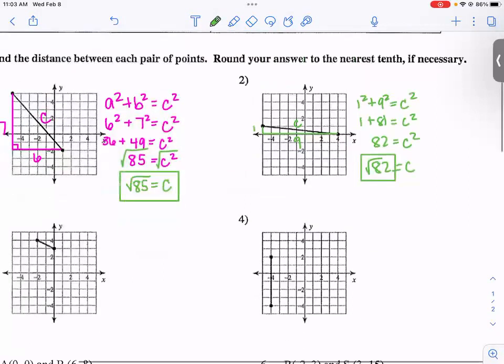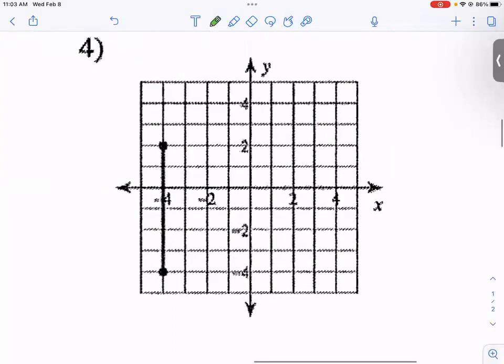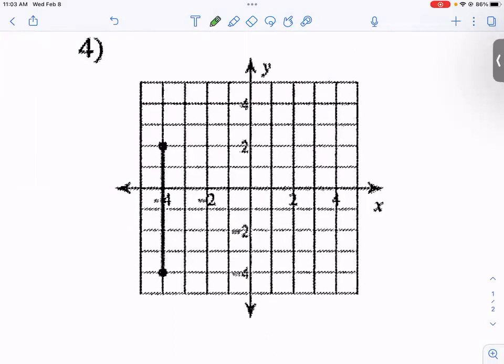Oh my gosh, a number 4, I can't make a triangle. How do I determine the distance? Number 4. What's the distance between those 2 points? How far is this point from this point?